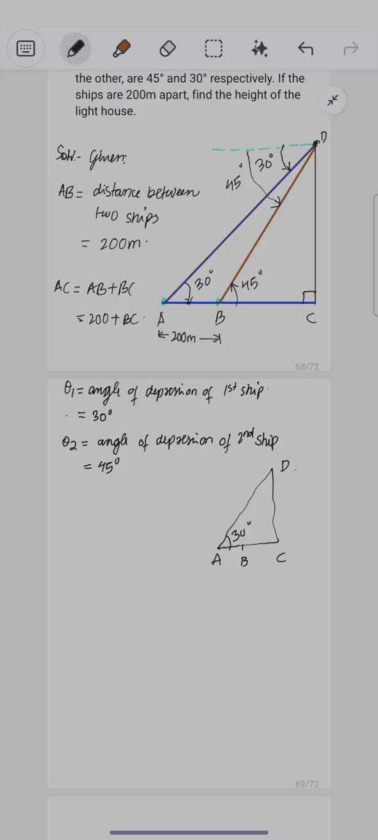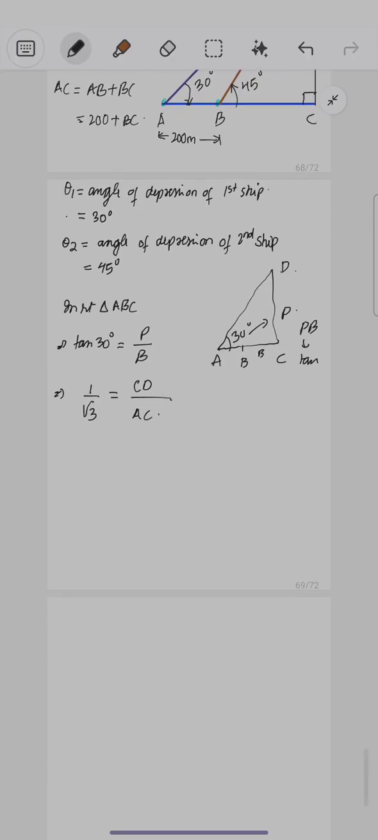So in right triangle ABC, angle 30, the side is the perpendicular and the other is the base. So tan 30 equal to perpendicular by base. Tan 30 is 1 by root 3 equal to perpendicular, which is CD, by base, which is AC. So 1 by root 3 equal to CD by AC. AC is 200 plus BC. So 200 plus BC by root 3 will be CD.